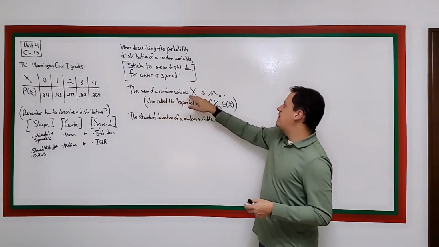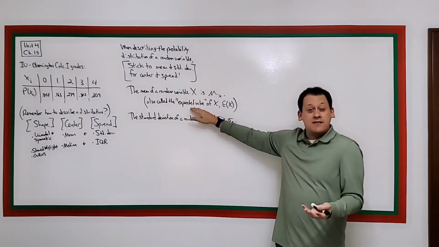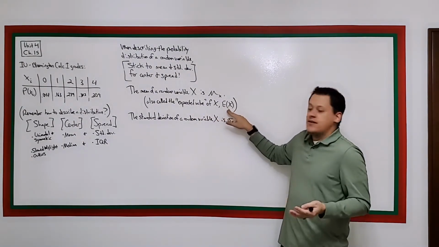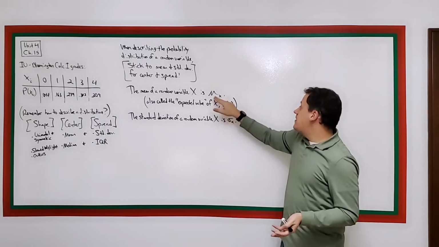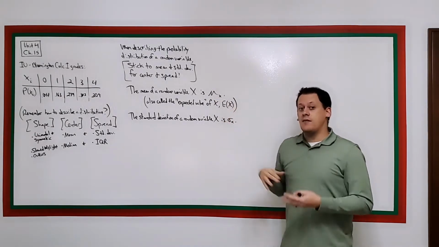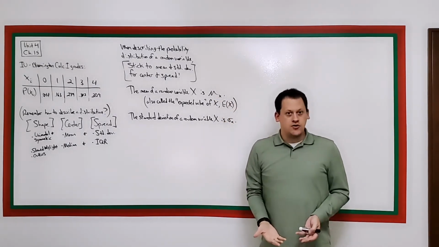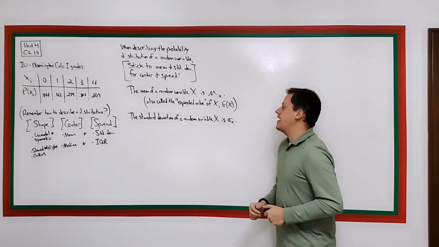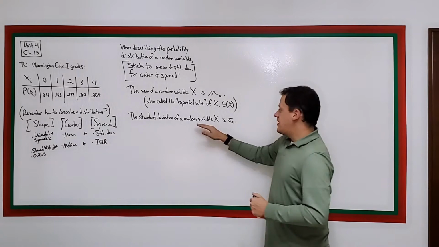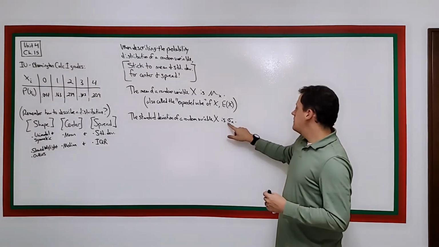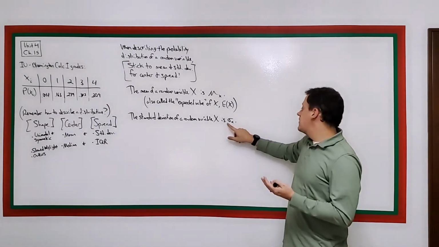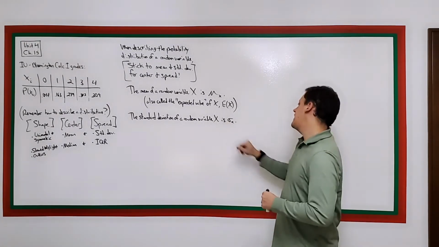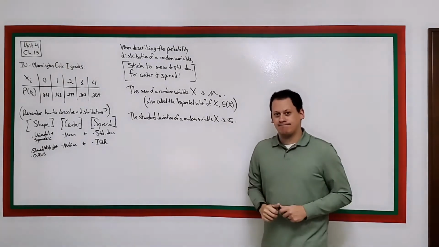The mean of a random variable is also called the expected value, and the expected value of x is denoted E of x. So these are interchangeable. They both mean the same thing. They're just the average of the distribution, and we'll get to calculating that in just a second. The standard deviation for the random variable is sigma x. Again, this is the population parameter sigma for standard deviation for the variable x.